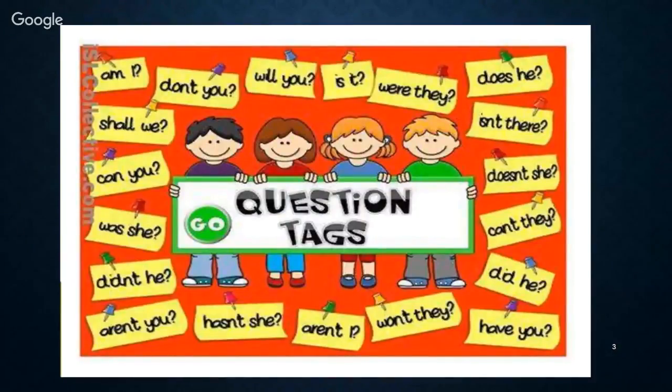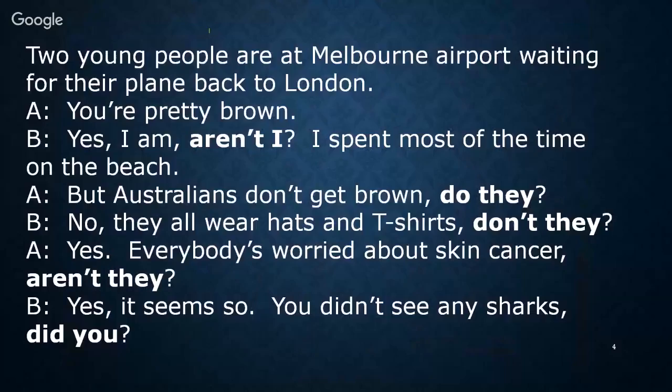There are a lot of question tags. Am I, don't you, will you, is it, were they, does he, shall we, isn't there, can you, doesn't she, was she, can they, didn't he, aren't you, hasn't she, aren't I, won't they, have they, did he. So these are some examples of question tags.